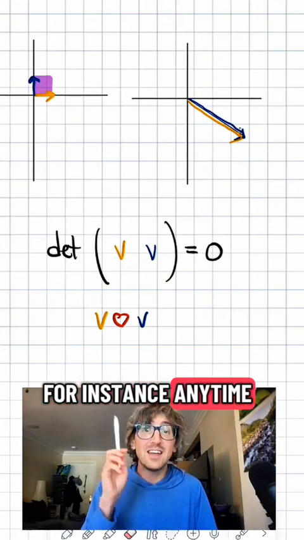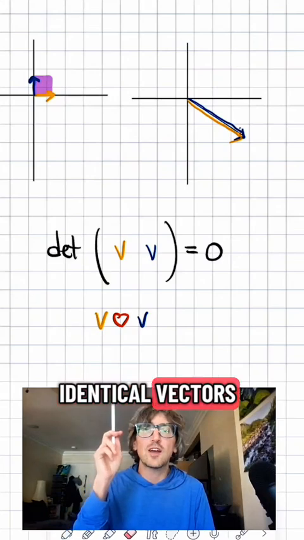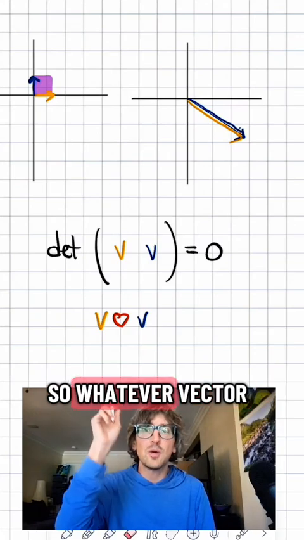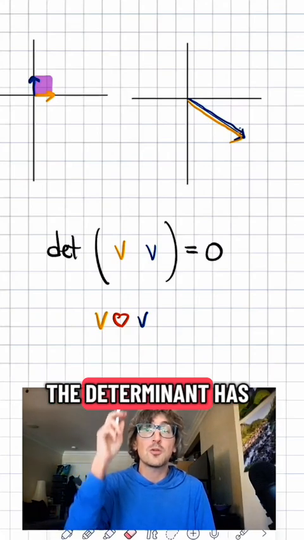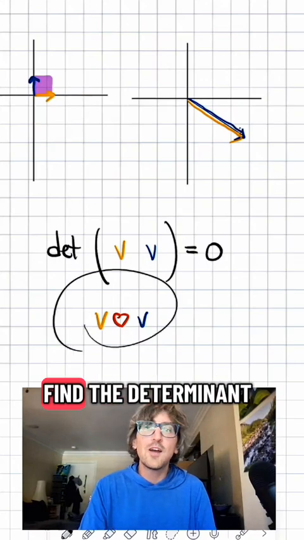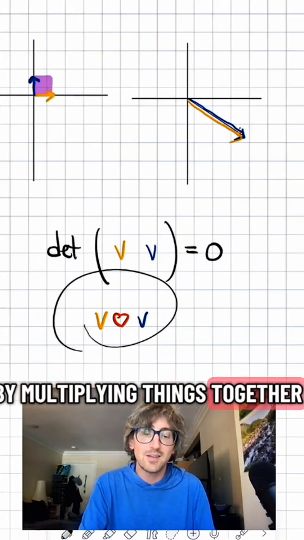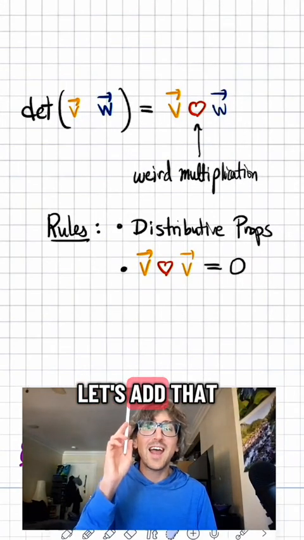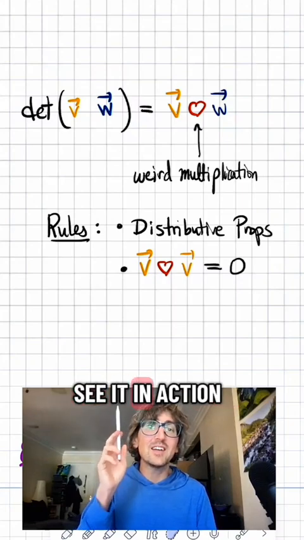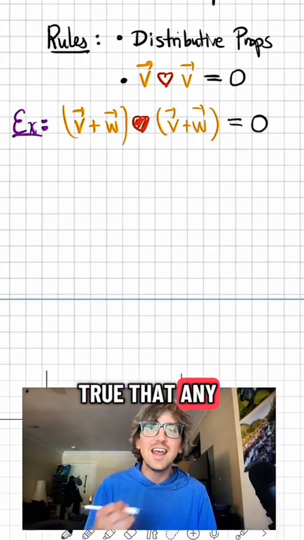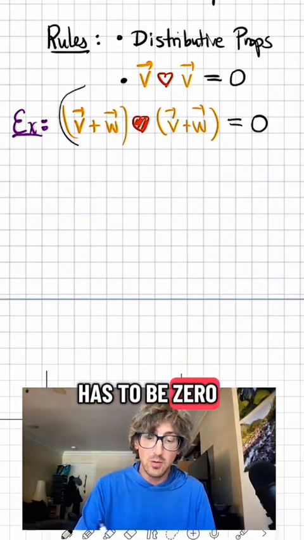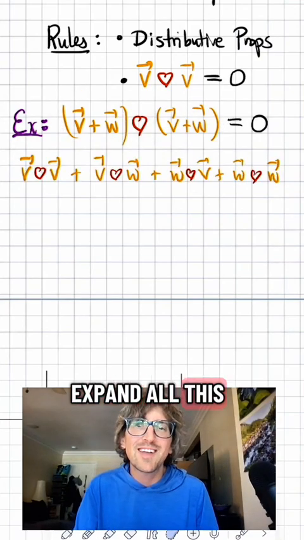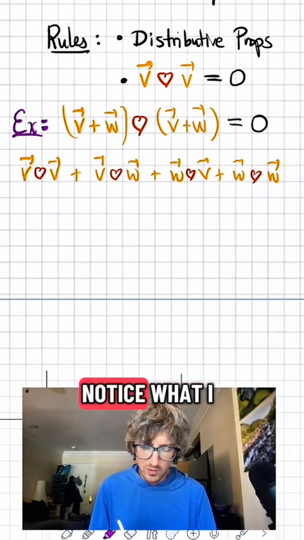For instance, anytime you have a matrix with 2 identical vectors, it's going to collapse the area or volume down to 0. So whatever vector I put in this matrix, the determinant has to be 0. If we're going to find the determinant by multiplying things together, that means any vector times itself has to be 0. Let's add that to our list, and actually let's see it in action. If it's really true that any vector times itself has to be 0, then this vector times itself has to be 0. But if I expand all this out using the distributive property, notice what I get.